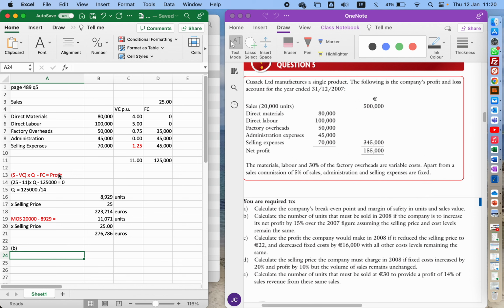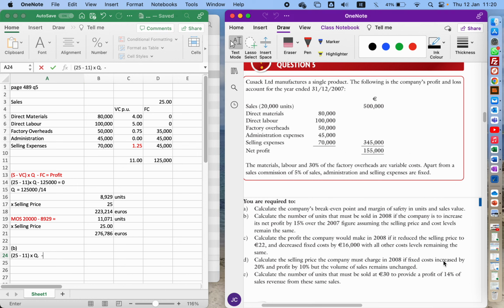So for part B, calculate numbers sold in 2008 if they're going to increase their profit by 15% over the 2007 figure, and assuming selling price and everything else remains the same. So that means that sales price is going to be 25 euro, take away variable cost is 11 times Q. So Q is the unknown that I'm looking for. And take away then from that our fixed costs.